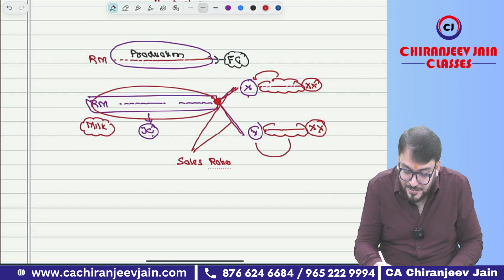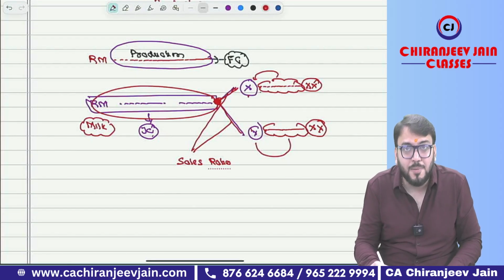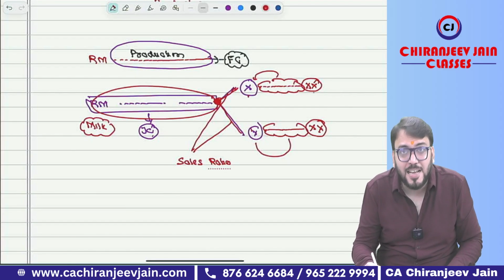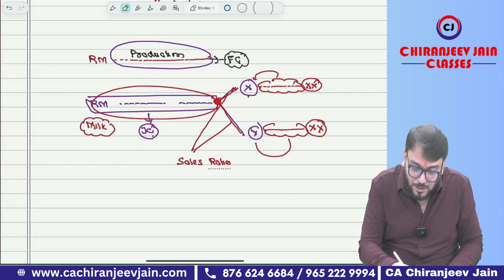It means X cannot be sold in the market. XX can be sold in the market. It means you cannot find out a sales value of X. You can find out a sales value of XX. Similarly, you can't find the sales value of Y. You can find out a sales value of YY. Are you able to understand what I am saying?